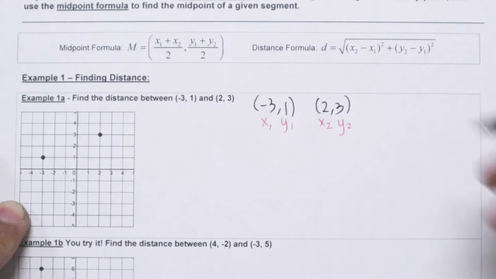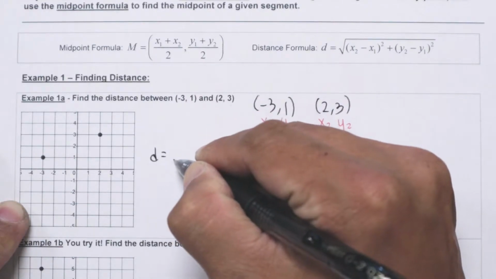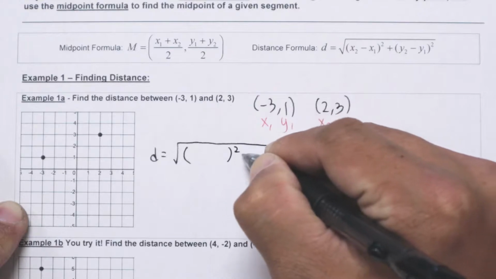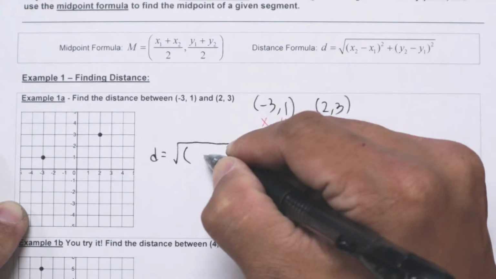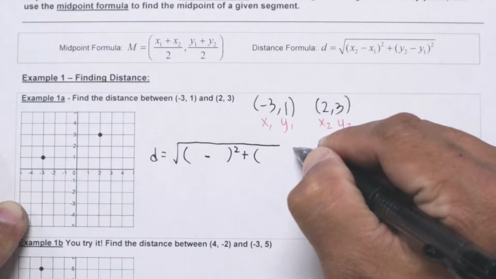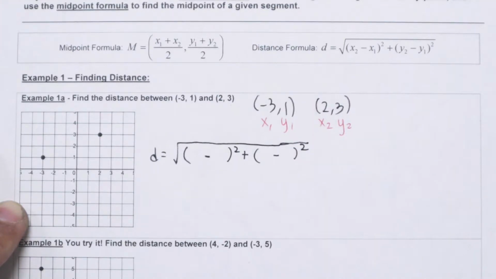Well, let's use this formula. We're first going to recopy the distance formula. So d is equal to the square root of, and then I'm going to leave two blanks for the x's, so I'm just going to copy the minus. And then same thing with the y's. I'm just going to write parentheses to the second power with a subtraction sign in between.